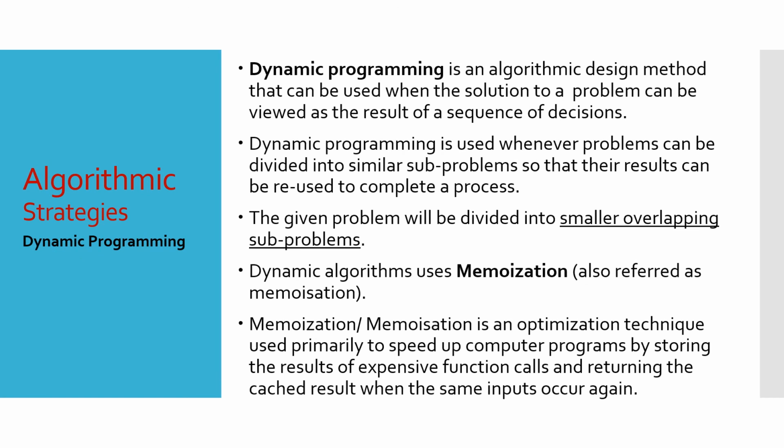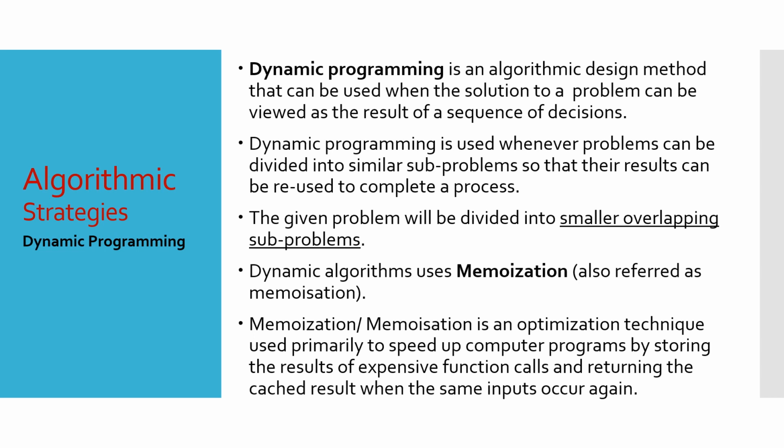This is about dynamic programming, an algorithmic design method that can be used when a solution to a problem can be viewed as a result of a sequence of decisions. So let's say you're writing some code and some answers are coming, and using that answer there could be other things happening in the program. So from there you make decisions.